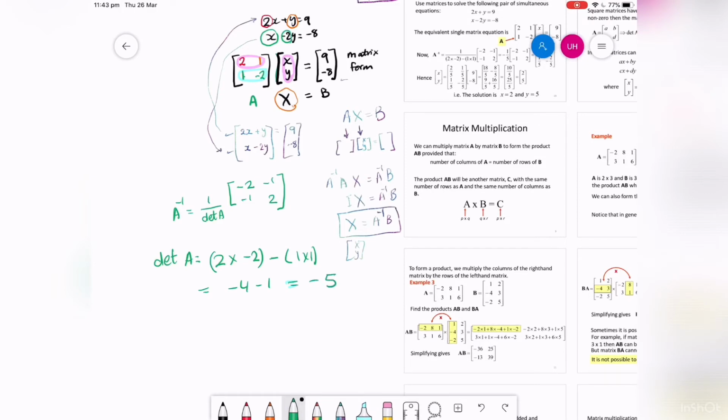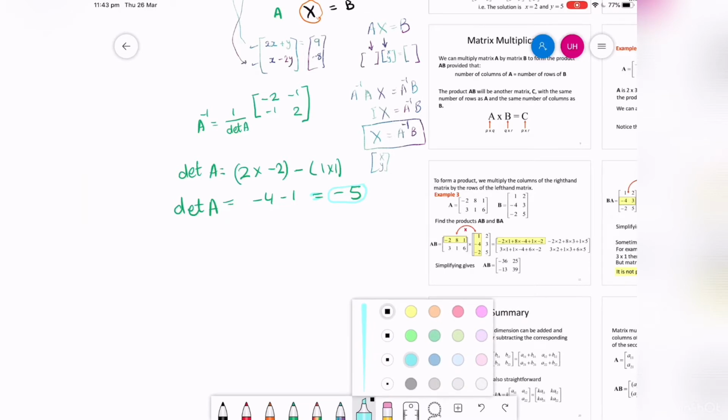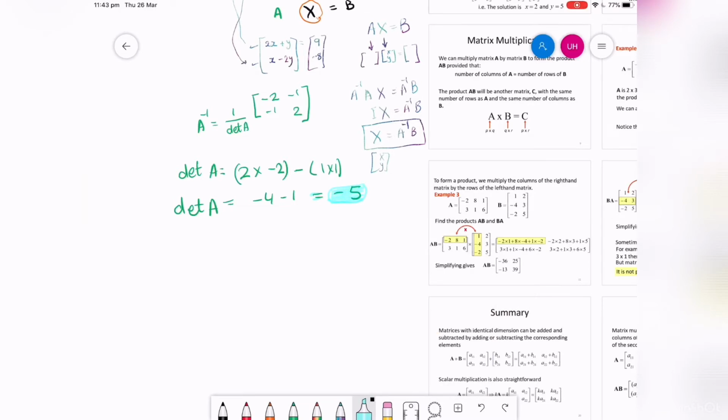And remember the determinant, it's okay for it to be negative. It doesn't have to be positive. It could be positive or negative, it doesn't matter. So we found the determinant, which is minus 5. And we need to find the adjoint.